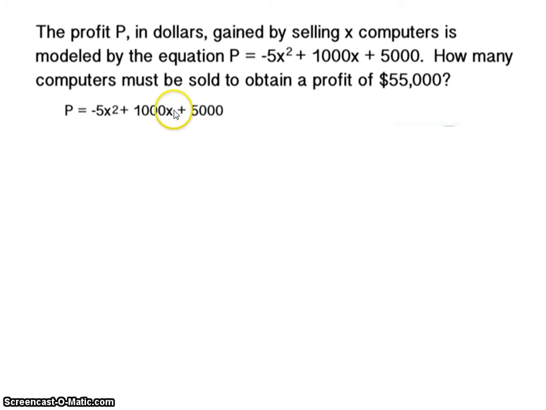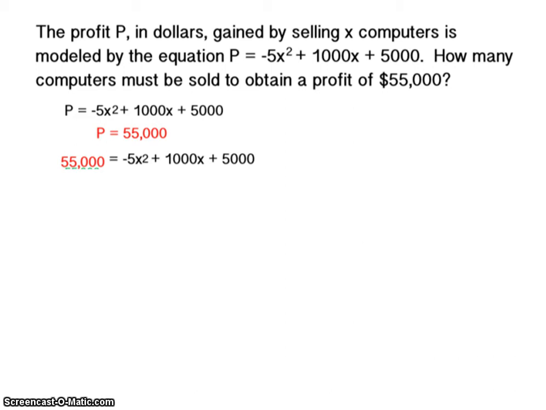So we don't have to do anything to put the equation together. And we've also been given the profit, P, of $55,000. So we're going to substitute 55,000 for P in the equation, and then we're going to solve for x. That's the number of computers.